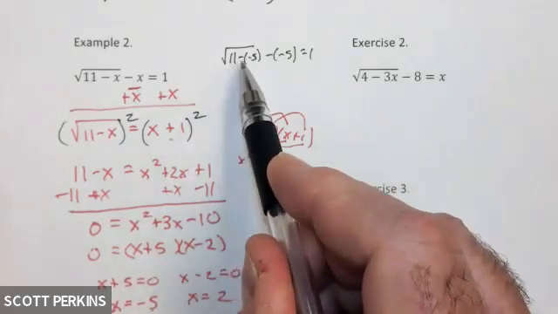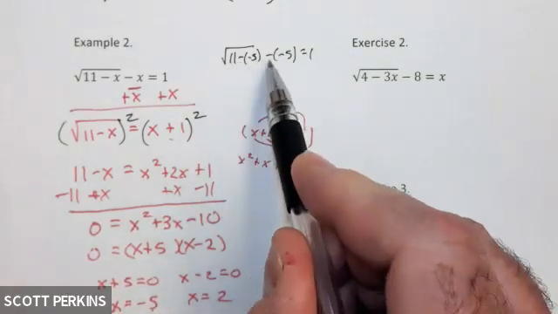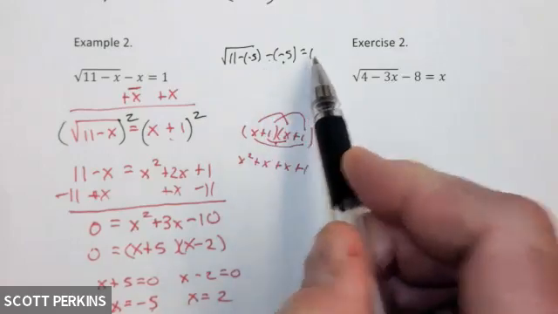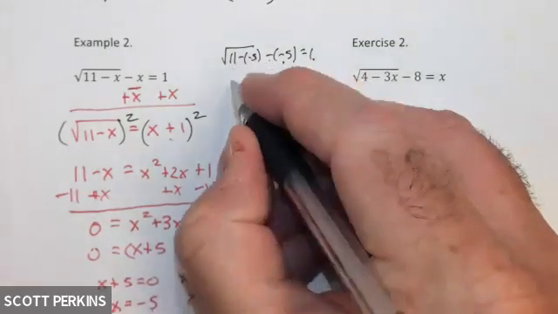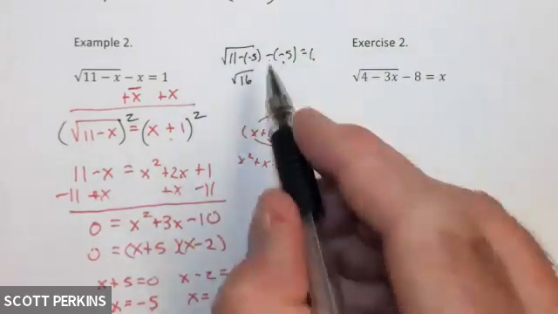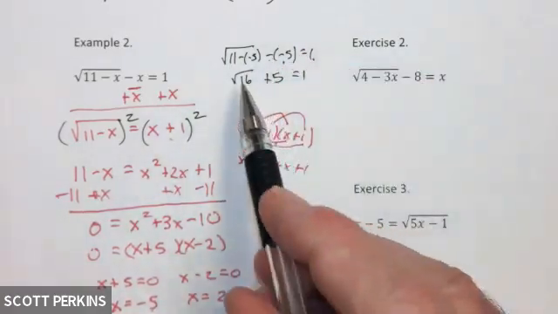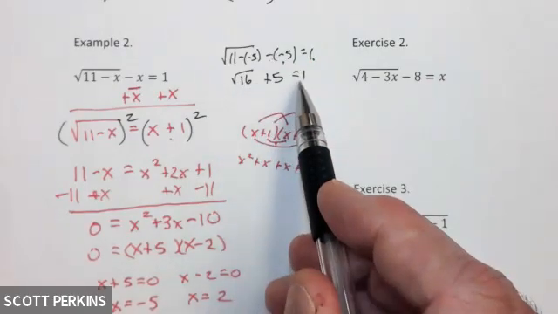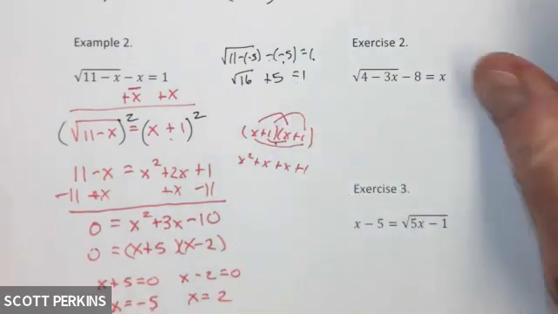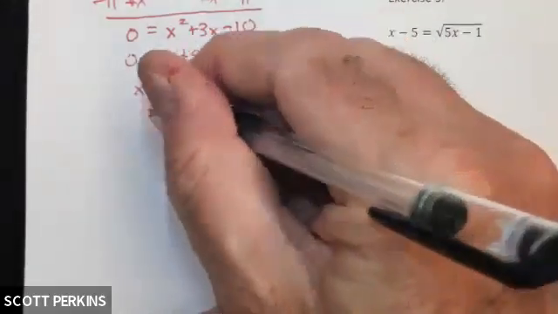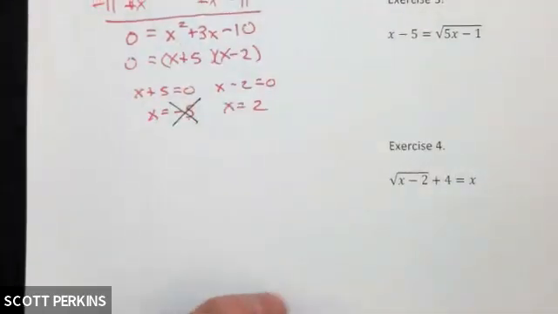It looks like it. 11 minus the -5, minus -5 is equal to 1. And so underneath the radical, that's the square root of 16, minus a -5 is +5, equals 1. And the square root of 16 is 4. Is 4 plus 5 equal to 1? Nope, so that one fails. Goodbye, -5. You are not an answer.